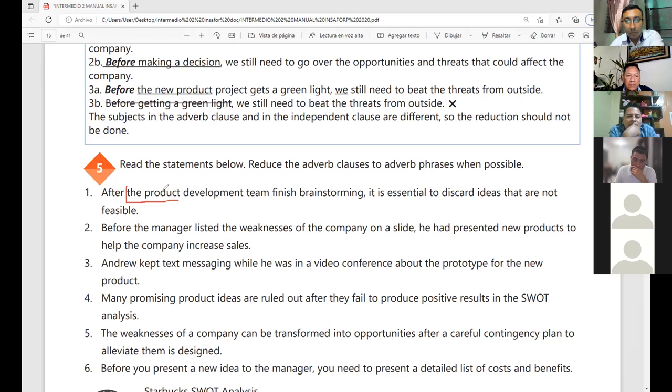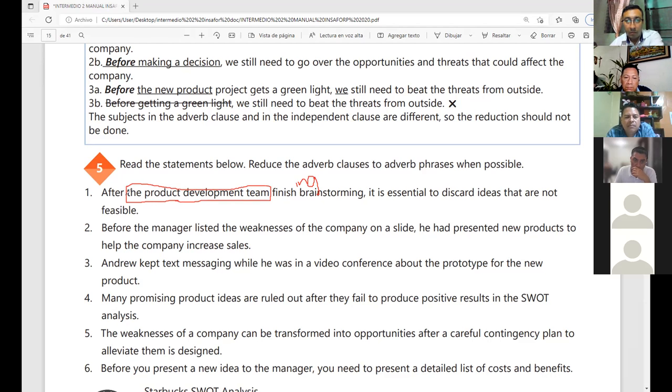Este no es un sujeto. Este no es un verbo. The product development team is a subject. Exactly. And finish is a verb. So it will say after finishing brainstorming, it is essential to discard ideas that are not feasible. Good job. Okay, this is the subject. Este es el sujeto de lo que estamos hablando. El equipo de producción.